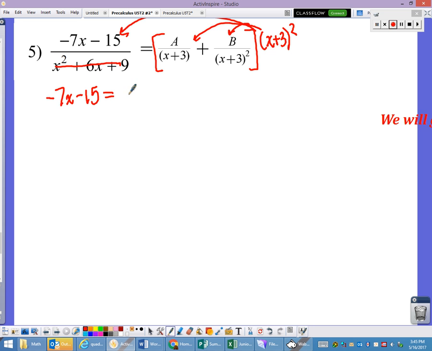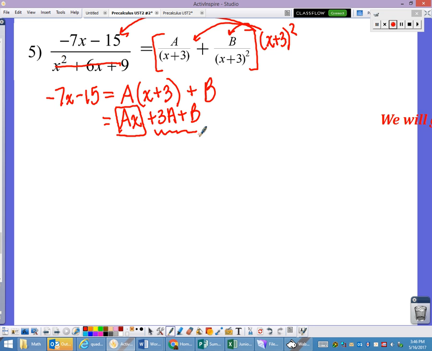That's going to equal, now, a times x plus 3 squared, and I already have an x plus 3, so I'm just left with 1 times x plus 3. And then for my b, if I have x plus 3 squared on top and x plus 3 squared on the bottom, all I'm left with is b. Now I distribute: ax plus 3a plus b. Group terms together. Look at this, they're already grouped together. My x term is already by itself, and here's everything else.